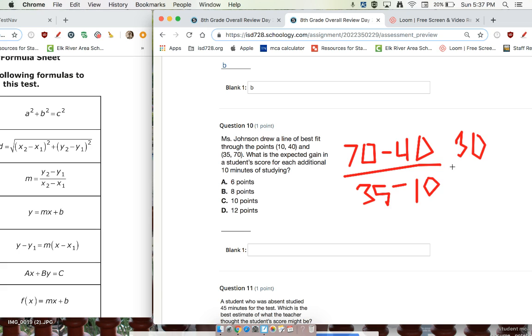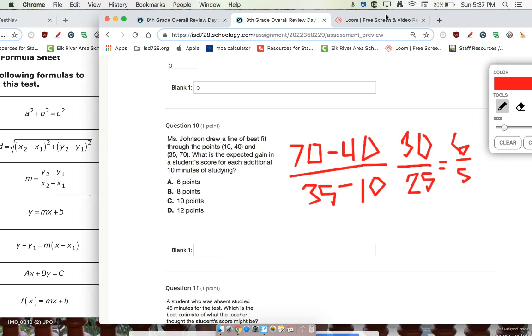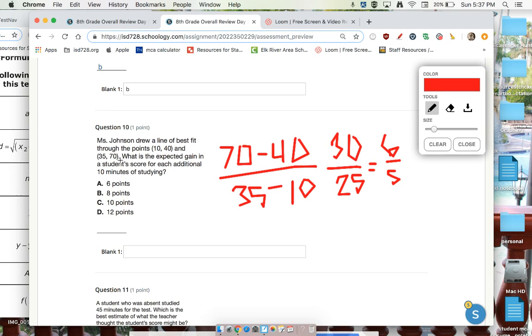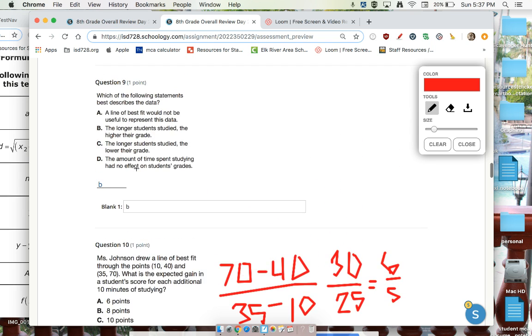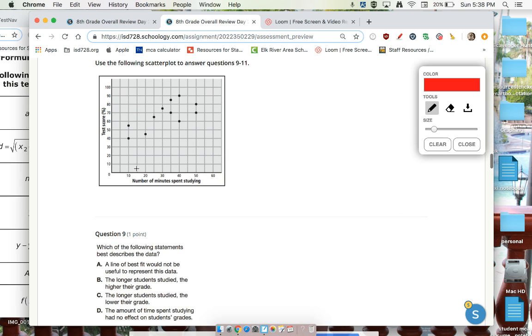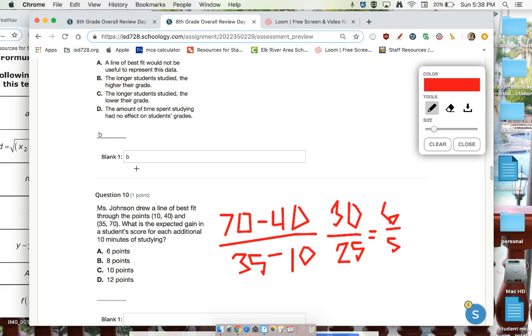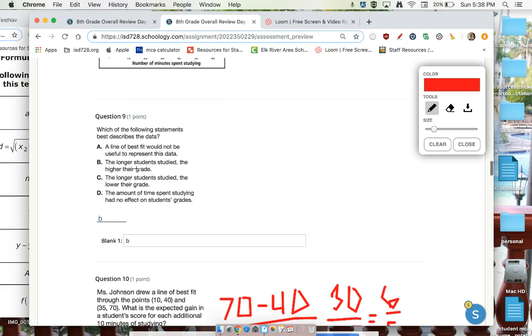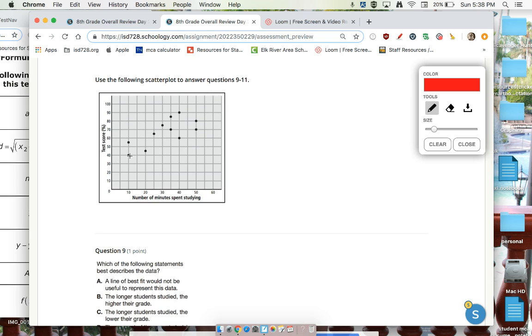30 over 35 minus 10, which is 25. Okay, which is equivalent to what? Dividing both by 5 would be 6/5. Okay, so now I have to analyze this here. Ms. Johnson drew a line of best fit through the points that and that. What's the expected gain in the student's score for each additional 10 minutes of studying? Going up to this graph, she drew it through, I have to see her points again, 10, 40, and 35, 70. So she drew her line like this.